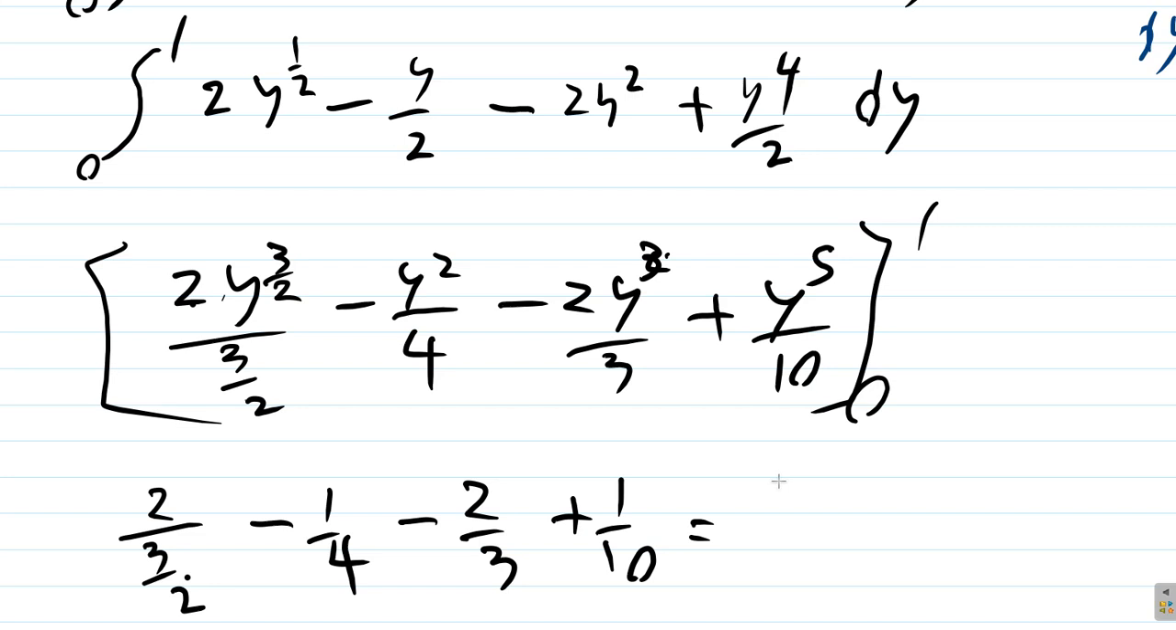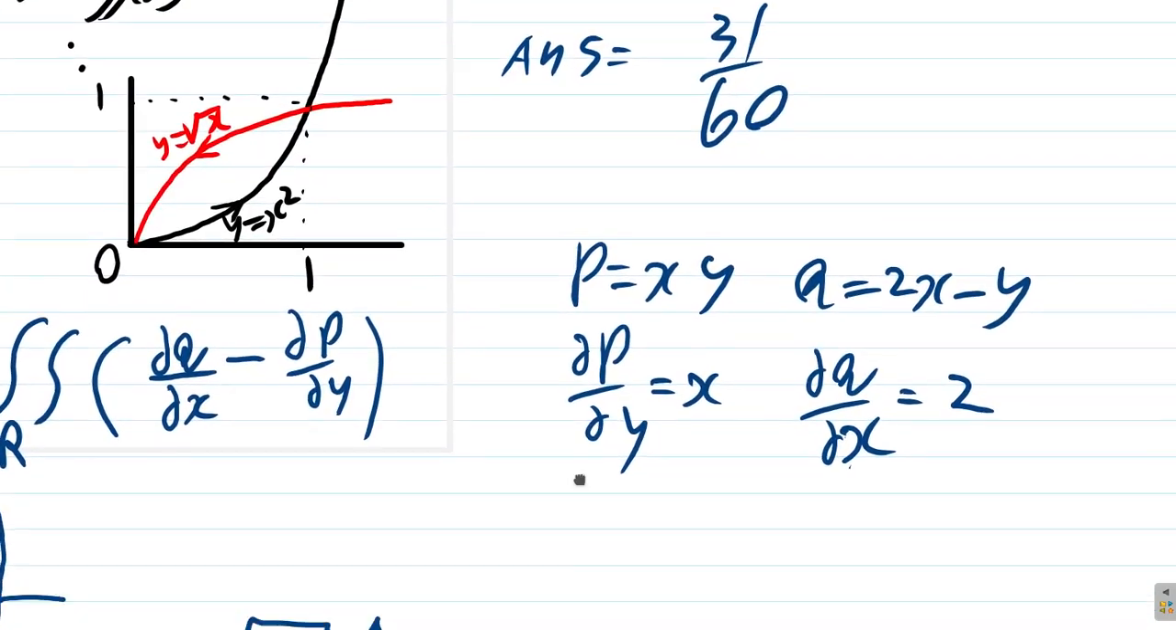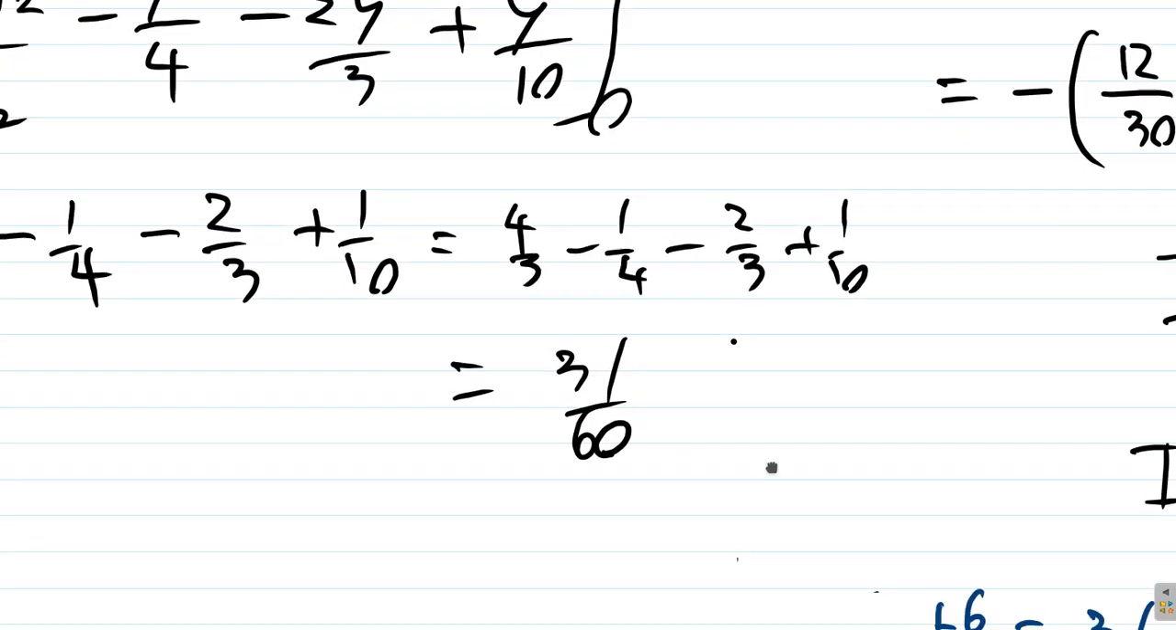So fractions now. We deal with the fraction 2 over 3 over 2, which is 2, 2's 4/3, minus a quarter, minus 2/3, plus 1/10. And you work out the fraction. I'm going to use a fraction calculator off the screen. Well, I don't have any fraction calculator installed. But 4 over 3 minus a quarter minus 2/3 plus 1/10 equals 31 over 60. Same answer that we had before. 31 over 60. Alright? So that's Green's theorem.